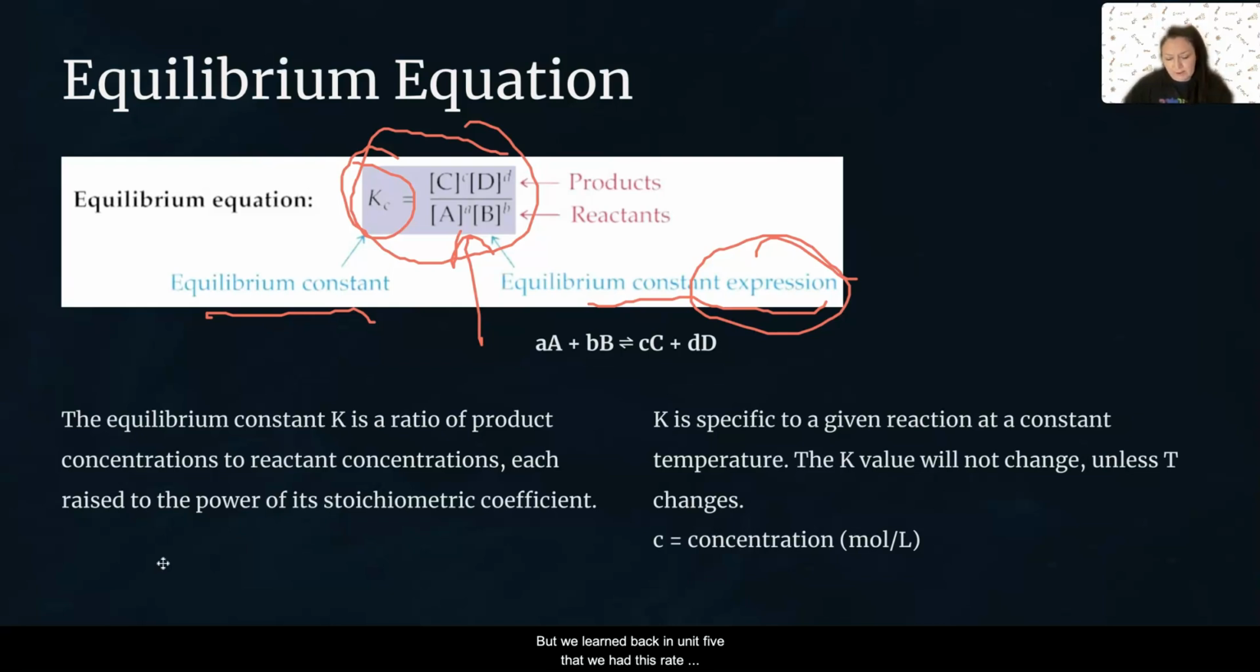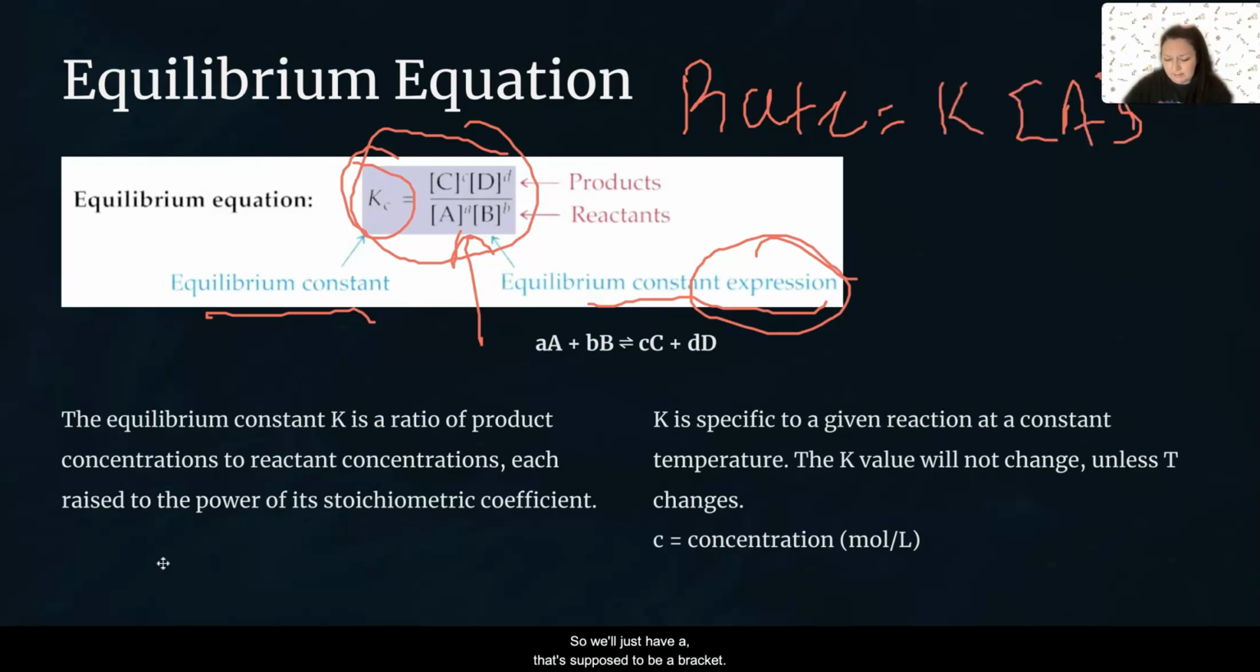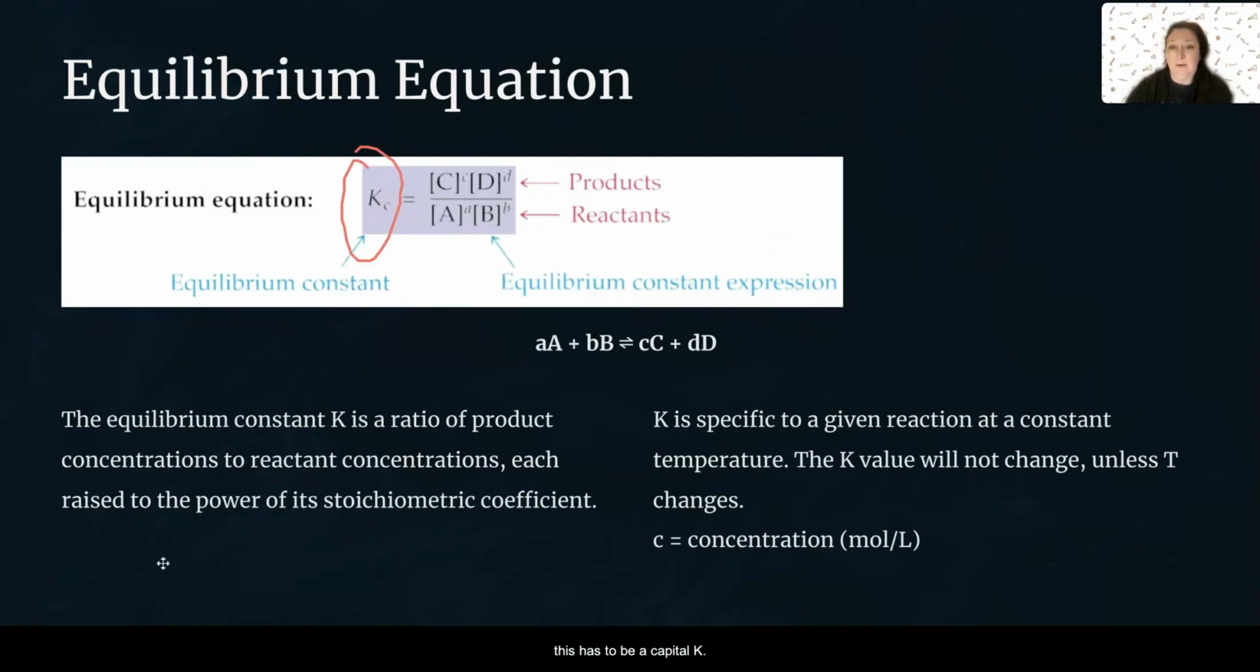But we learned back in Unit 5 that we had this: rate equals k, concentration of whatever our reactants are, so we'll just have A, it's supposed to be a bracket, and then we have m as our exponent. And this lowercase k was the rate constant. So K stands for constant, but what's really important is that you are not switching them. So back in Unit 5, I told you this had to be a lowercase k. Okay, lovely. Well, in this unit, this has to be a capital K. So very, very, very particular about that, so don't get those mixed up.